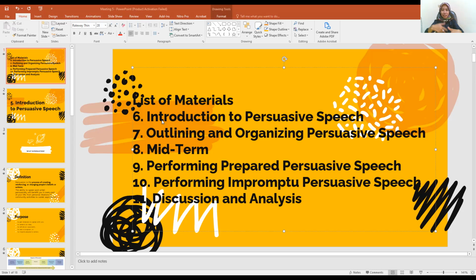Nah, can you see the difference? The level is getting higher day by day, week by week. So you have to be ready for that. Yang pertamanya hanya intro, kemudian making outline, organizing, kemudian masuk ke performing, tapi masih prepare, and then after that you will have an impromptu speech. And before closing my session, in the 11th meeting, we are going to have a discussion and also analysis. Okay, hopefully everything is clear here. Okay, sekarang we are going to step on the first material.